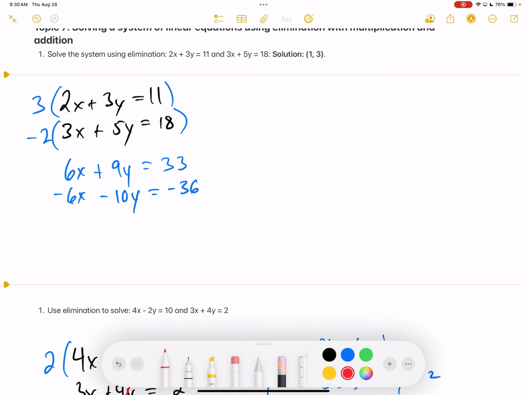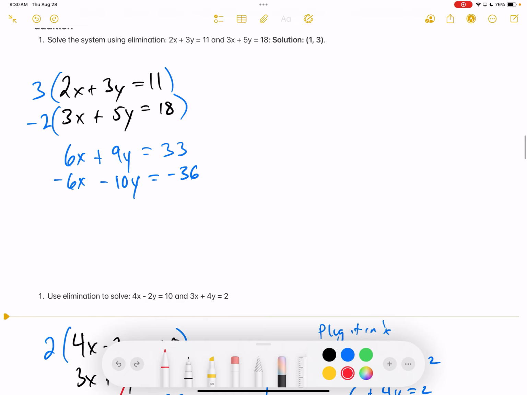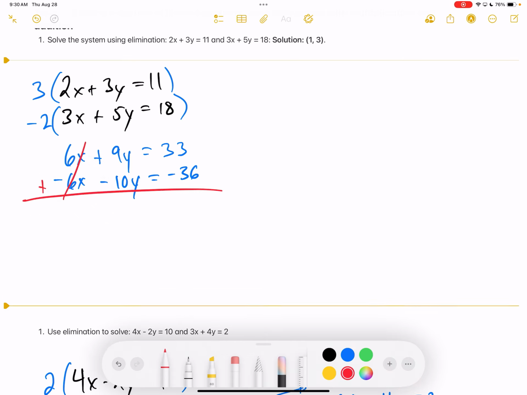The most common mistake when you do these on your own is to forget to multiply that last number because it's on the other side of the equal sign, but you do have to multiply the entire equation by whatever you're changing it to. So now I can add these up. 6x minus 6x cancel out. That's good. That's what we wanted.